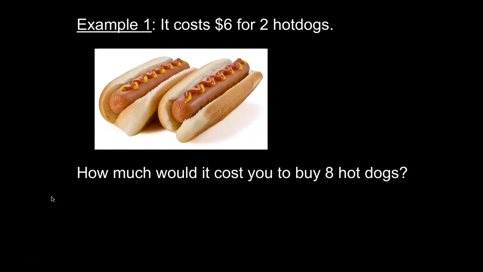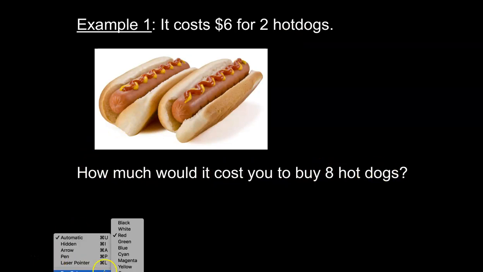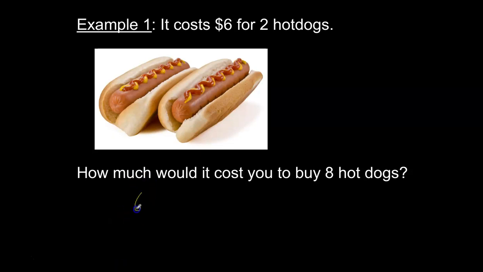Now we're going to solve some story problems using proportions. Example 1. It costs $6 for 2 hot dogs. How much would it cost you to buy 8 hot dogs? So what we're going to use is the rate that we are given. So we are given the rate $6, that quantity being compared to 2 hot dogs. And using this rate, we're going to figure out how much it costs to buy 8 hot dogs.